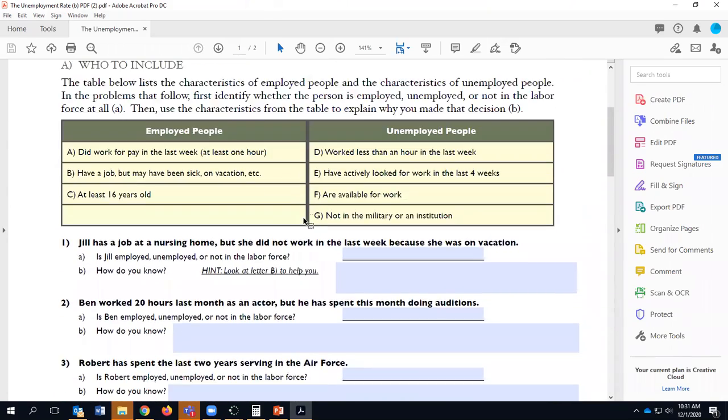All right. So Jill has a job at a nursing home, but she did not work in the last week because she was on vacation. So is Jill employed, unemployed, or not in the workforce? So employed people worked for pay in the last week, at least 1 hour, have a job, but may have been sick, on vacation, etc., and are at least 16 years old. Unemployed people worked less than an hour in the last week, actively looked for work in the last 4 weeks, are available for work, and not in the military or an institution. So is she employed or unemployed?